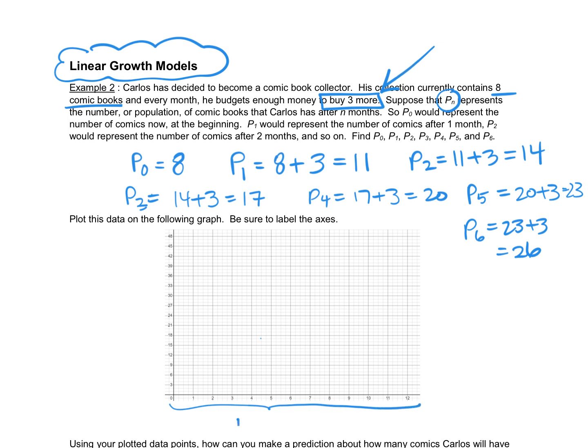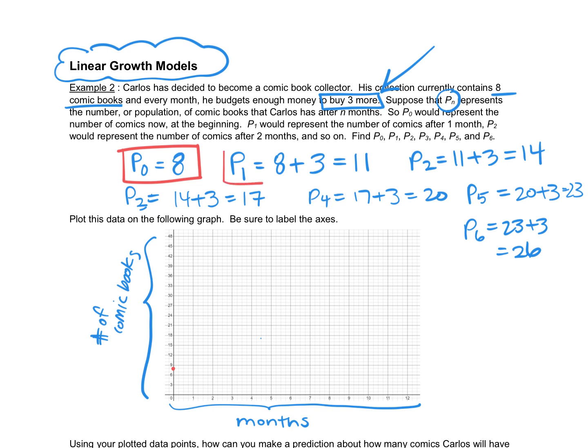So if we want to plot this data on the graph, the horizontal axis will be our months, and the vertical axis will be the actual number of comic books. So we know that after 0 time, we have 8 books. That's our start, which you might recognize as a y-intercept.